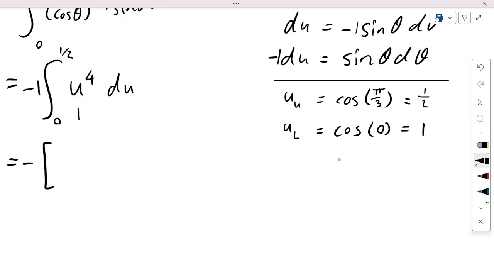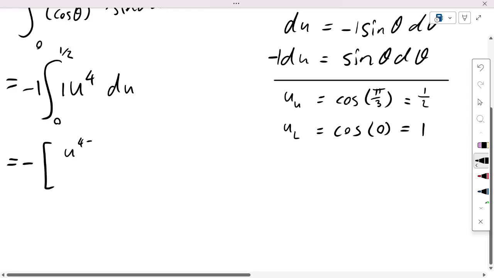Now we need to integrate over here. What I normally do, or let's just do it the way we normally do it. We know the coefficient is 1, so it's just going to be u to the power of 4 plus 1, because it's integration, which is equal to 5, divided by 4 plus 1, which is also 5.